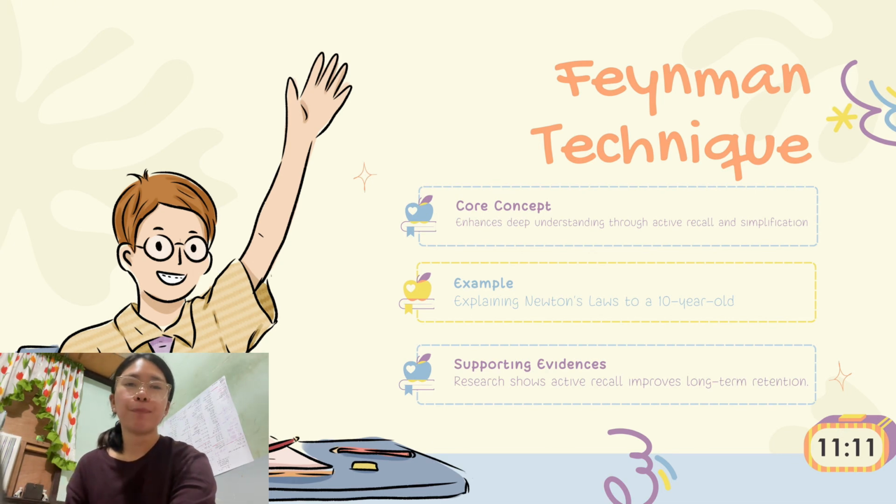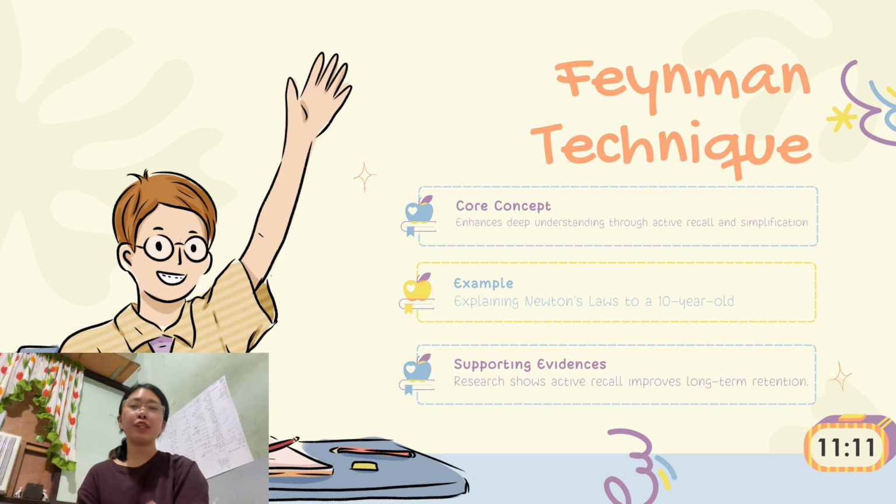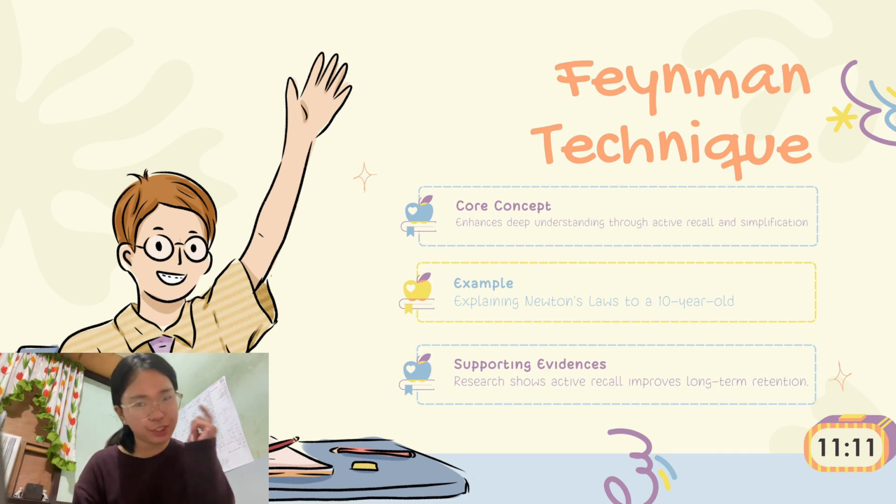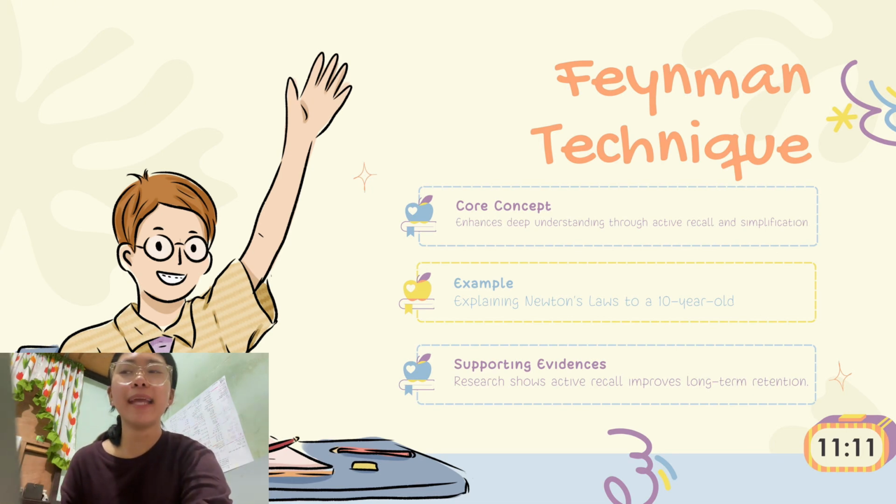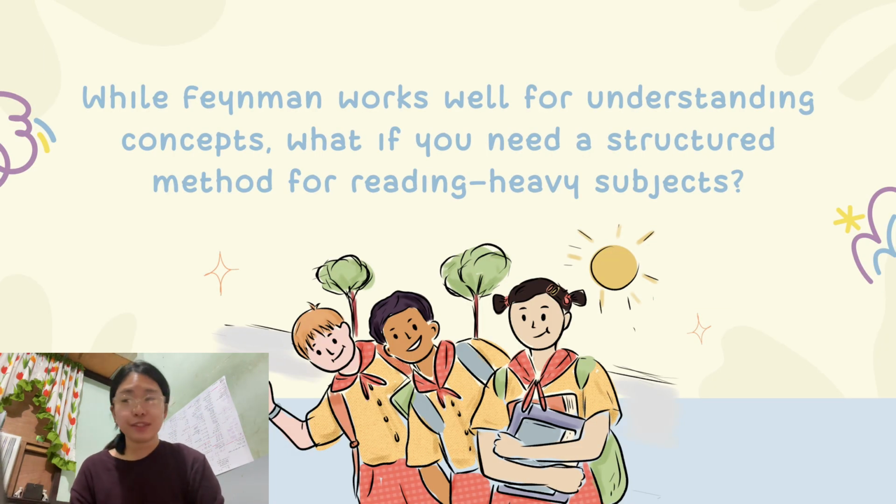For example, a student struggling with Newton's laws explains them to a 10-year-old, reinforcing comprehension. Research shows that active recall significantly improves long-term retention. Next slide, the transition to SQ3R.